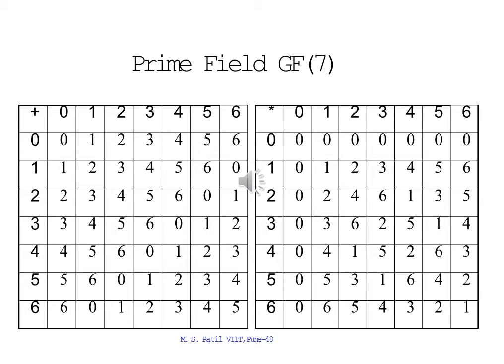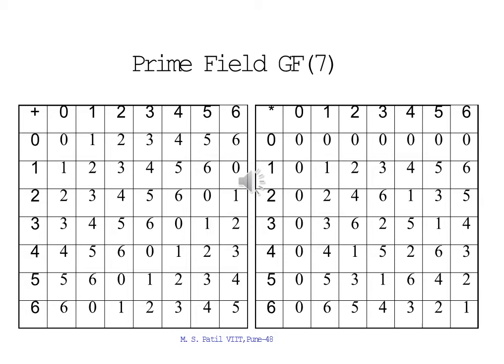So 3 into 4 results to 5. Got this? Similarly, 4 into 2. What is 4 into 2 will be? 4 into 2 will be 8. 8 mod 7 will become 1. Right? So 8 mod 7 is 1. So the multiplication of 2 and 4 comes to be 1. So when the multiplication of two numbers is 1, those are called multiplicative inverse. That's why 4 and 2 are multiplicative inverse of each other.